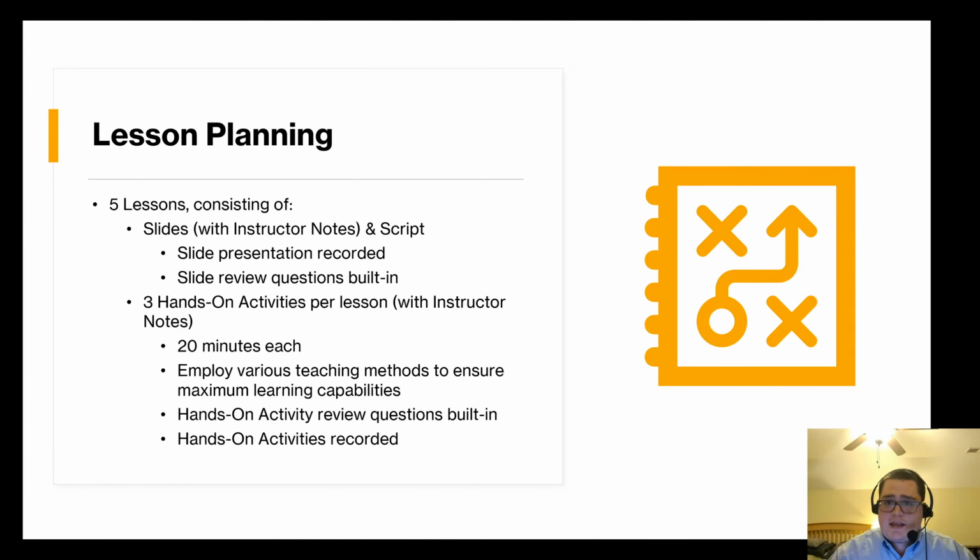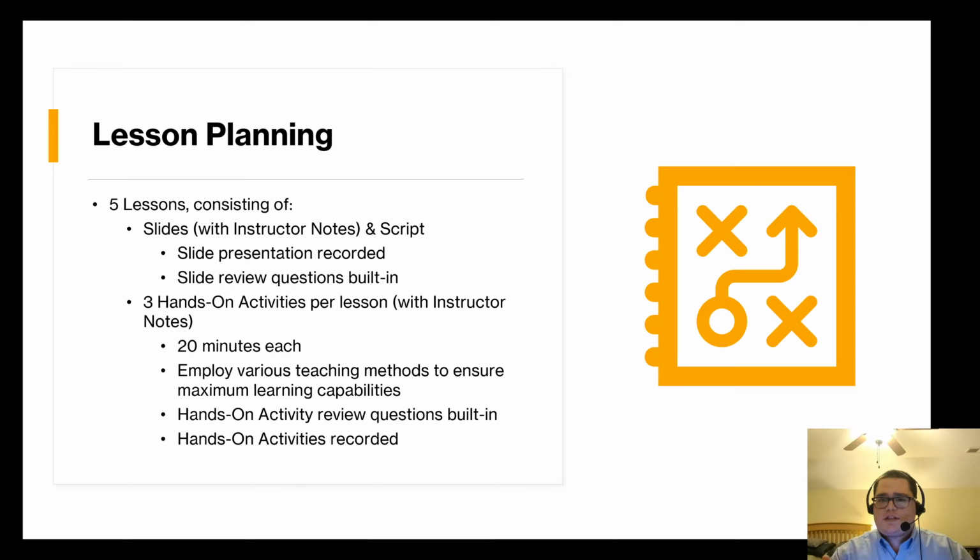Next is lesson planning. This kind of just goes over how we structured our lessons. There were 5 total lessons, and each lesson consisted of slides with a script, as well as instructor notes. And these are so the instructor can present them in person if need be. But the slide presentations were also recorded, and that was a change that we made to better accommodate virtual learning and learning at your own pace.